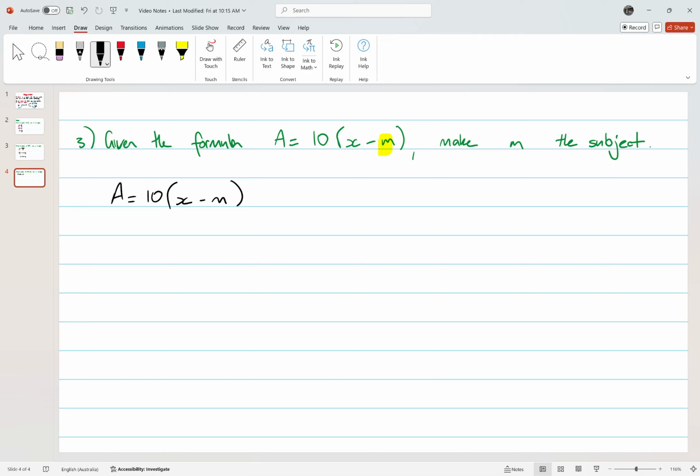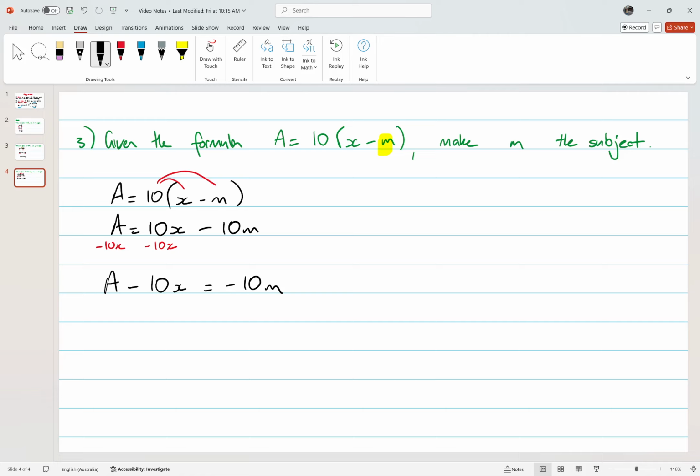The first thing I want to do, as we would have seen when we were doing the questions about solving equations with brackets, is expand those brackets. So if I expand, I do 10 times x, which equals 10x, so A equals 10x minus 10m. And then next I want to move that 10x to the other side, so subtract 10x, subtract 10x. So now I have A minus 10x equals negative 10m.